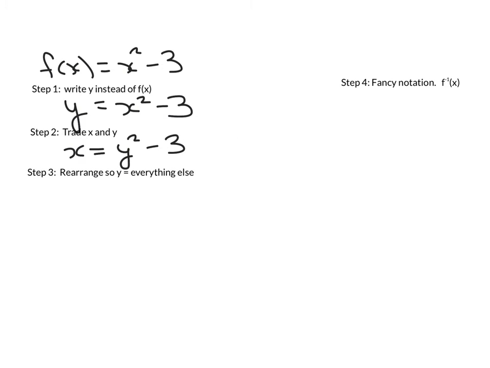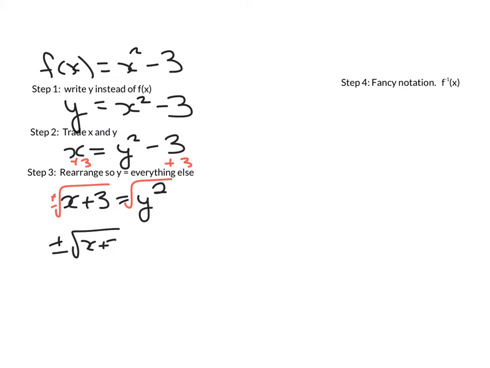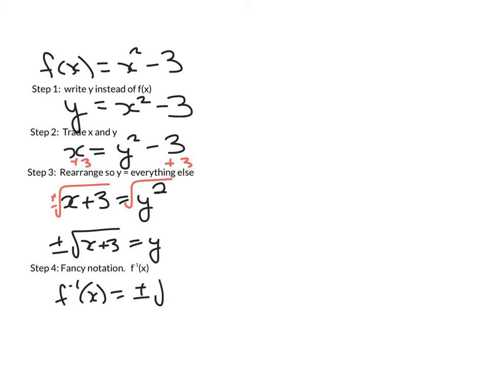Step 3, we're going to rearrange so y equals everything else. Well, instead of minus 3, let's do plus 3 to both sides. So I have x plus 3 equals y squared. Now to get rid of our square, we're going to do our plus or minus square root. And now I've got plus or minus the square root of x plus 3 equals y. Time for our last step, our fancy notation. F inverse of x equals plus or minus square root x plus 3.